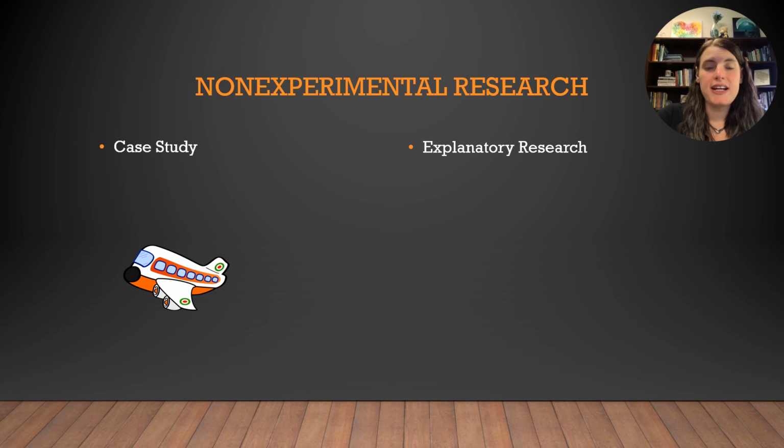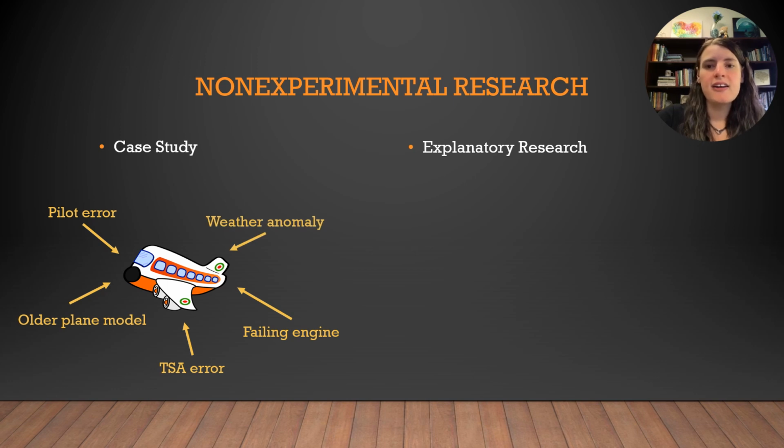Here's an example illustrating how a case study differs from a more generalizable explanatory research study. In the case study, the goal is to look at one specific airplane crash and identify all the factors that went into causing the airplane to fail. This includes pilot error, older plane model, TSA error, an unexpected weather anomaly, and a failing engine. All of these causes work together to cause the plane to crash. While this is incredibly helpful for us to learn why this particular plane crashed, this does not mean that every plane crashes due to a mix of these situations.